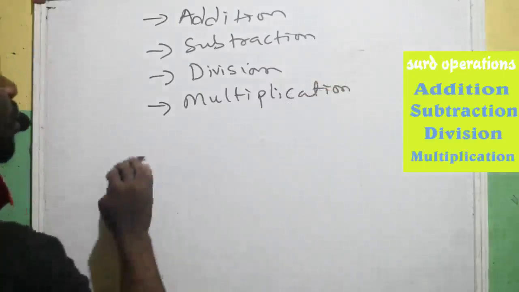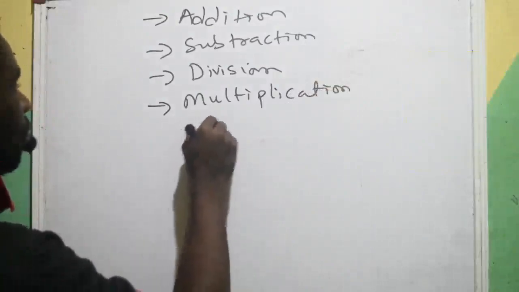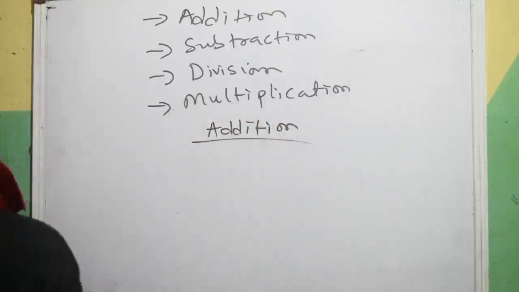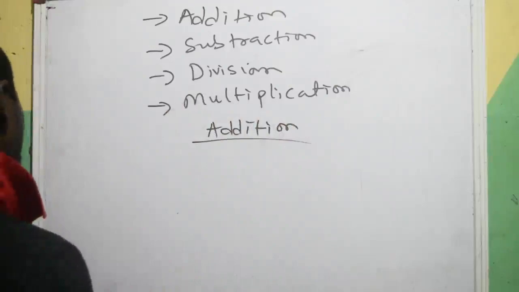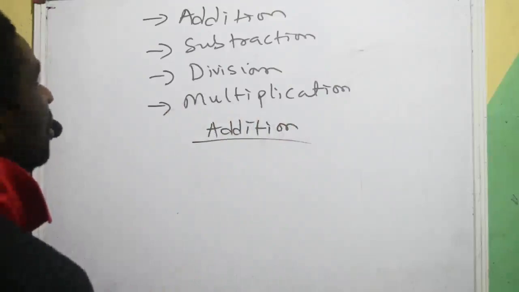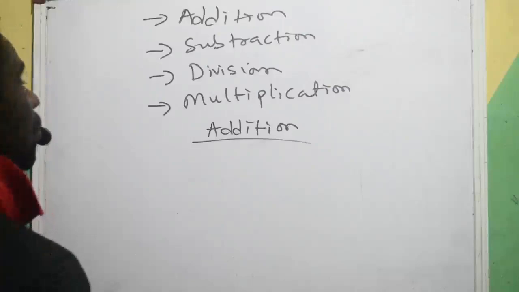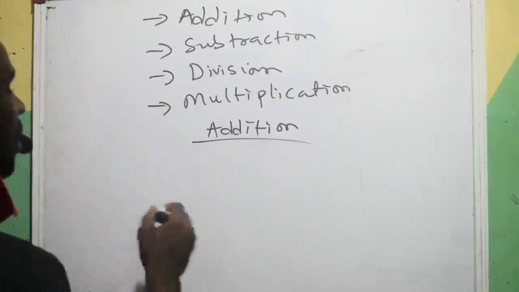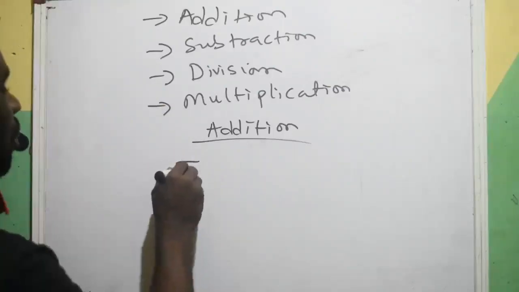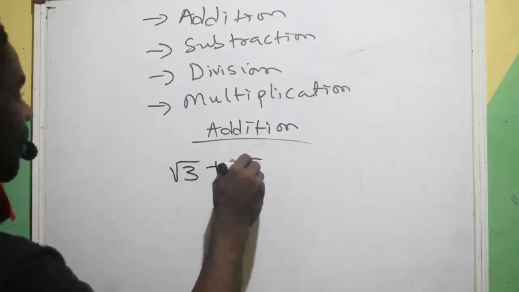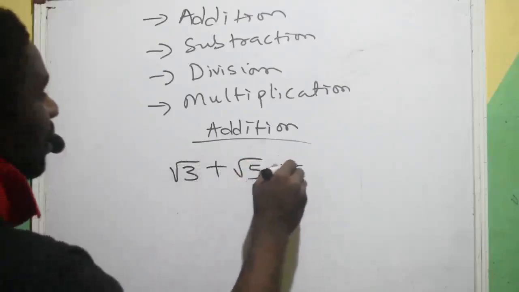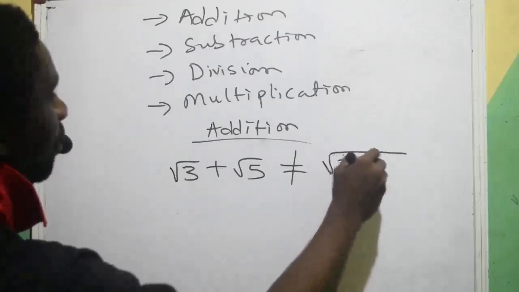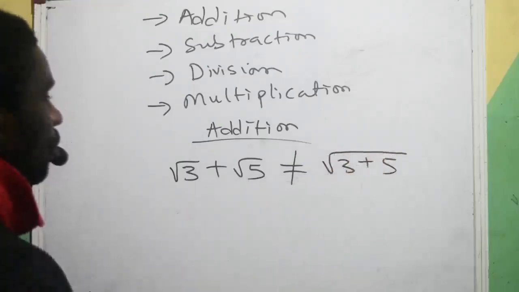Okay, so if I start with addition, mind you, this video is just an intro to surds, but the subsequent videos will go in depth to make sure that we explain vividly what this is about. When you talk about the addition operation carried out under surds, let's say I give you square root of 3 plus square root of 5. This is not the same thing as saying square root of 3 plus 5. These two things are not equal, so be warned.